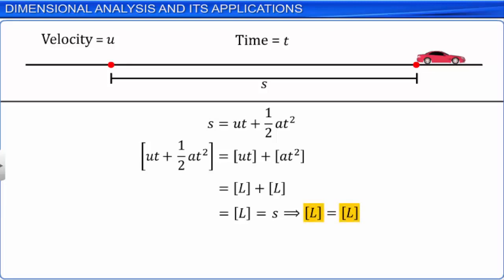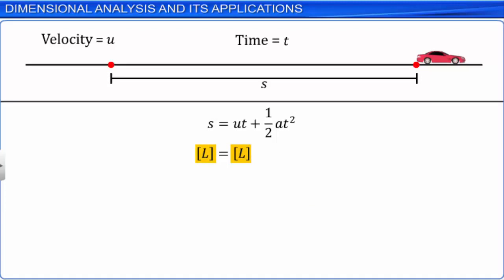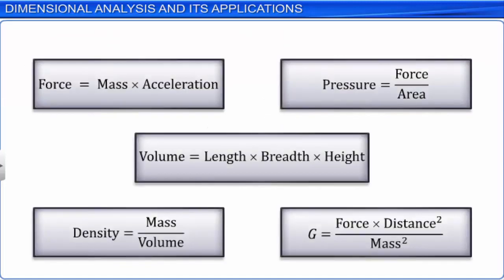It is very important to note that physical quantities represented by symbols on both sides of a mathematical equation must have the same dimensions. This principle is called the principle of homogeneity of dimensions and is useful in checking the accuracy of an equation. This principle can also be used to derive expressions for physical quantities if the other quantities on which it depends are mentioned.